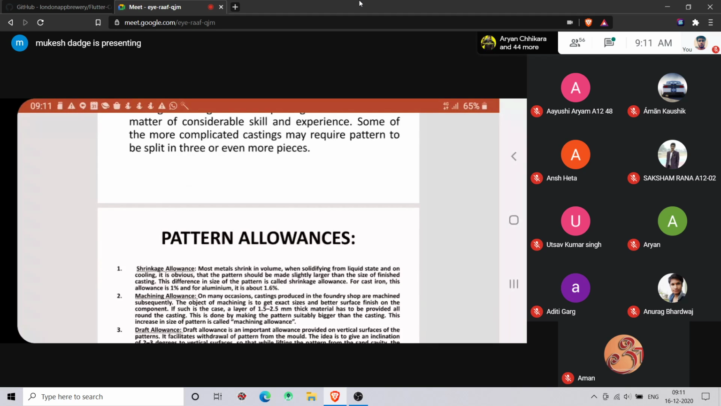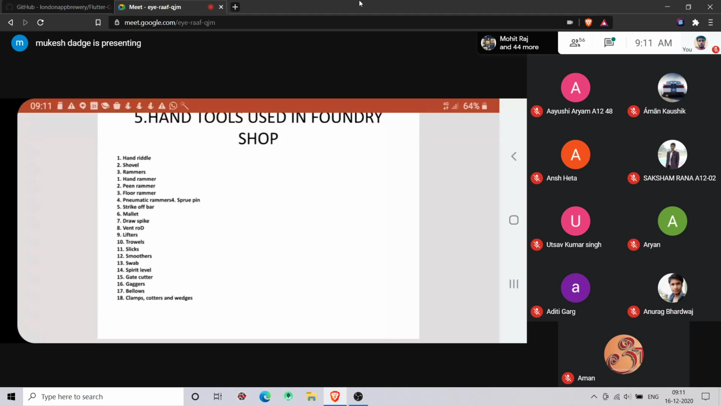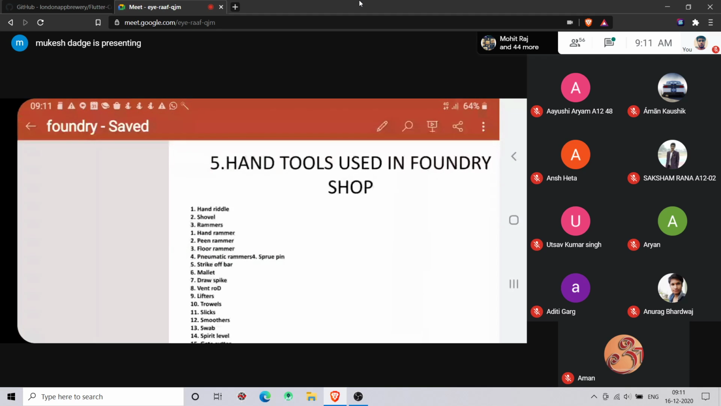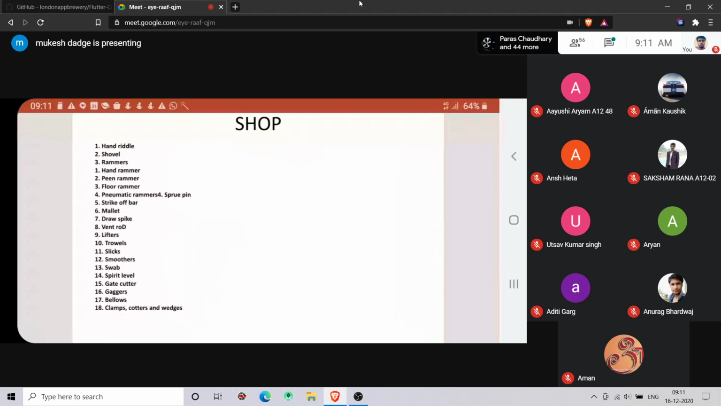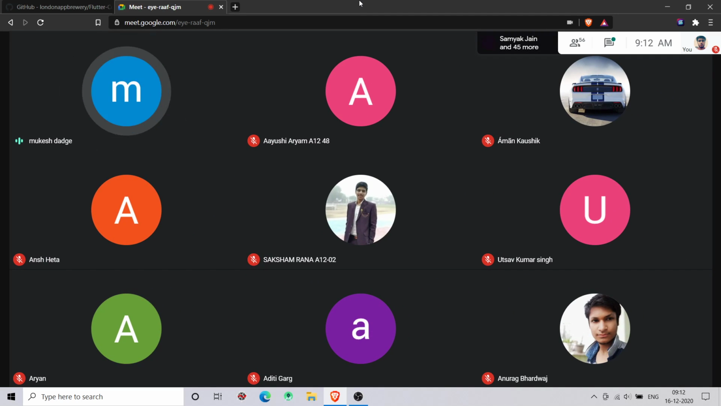Pattern analysis we have seen. Hand tools used in a foundry shop: riddle, shovel, rammer, hand rammer, pin rammer, floor rammer, pneumatic rammer, screw pins, the riser pin, strike-off bars, mallets. I will show you one by one. I will stop sharing and open that one, and show you one by one.